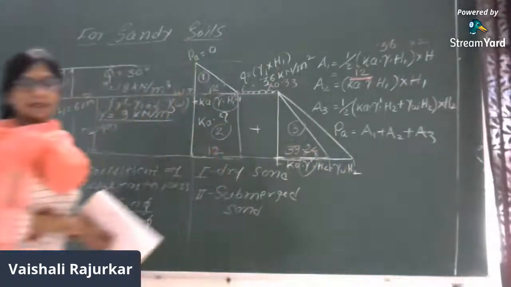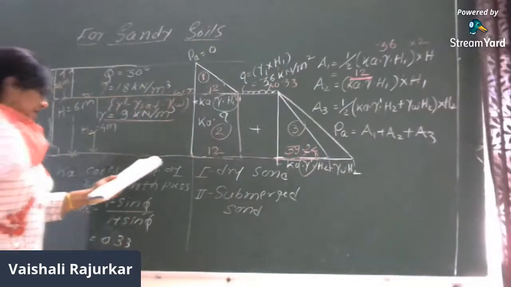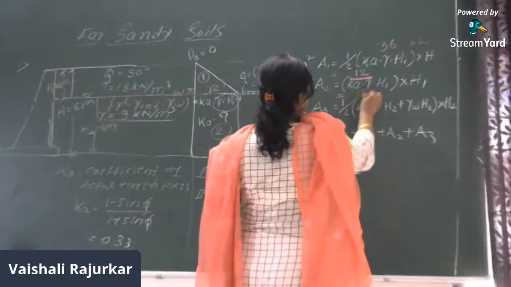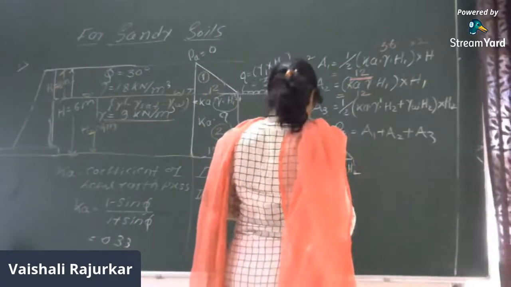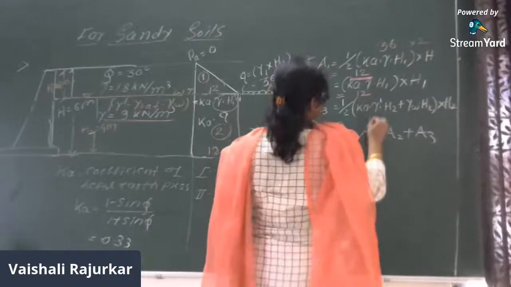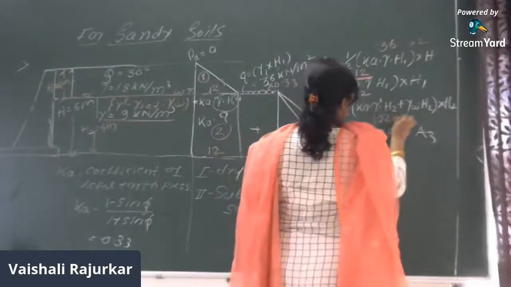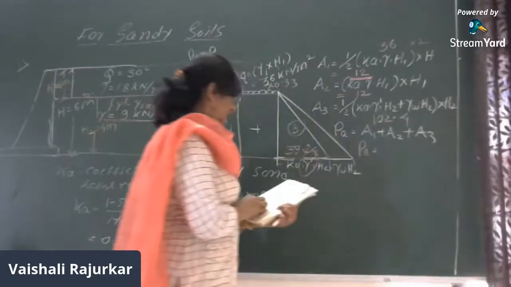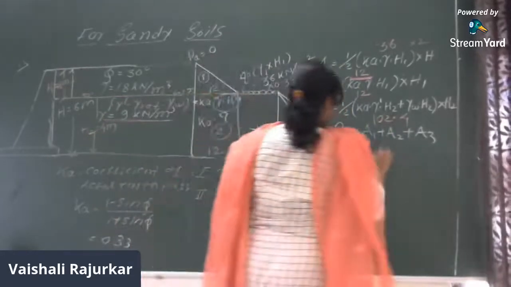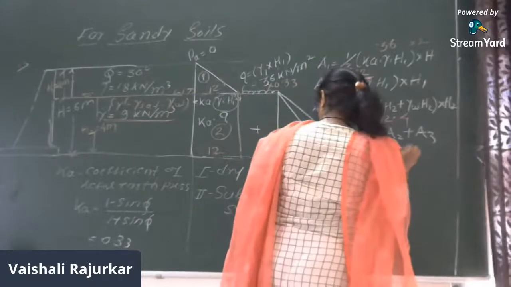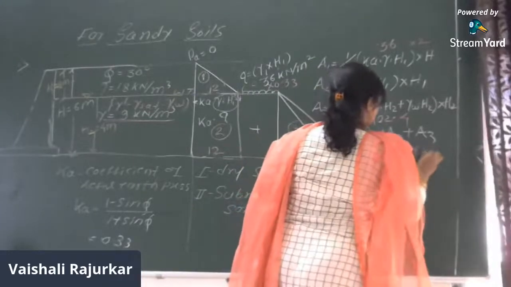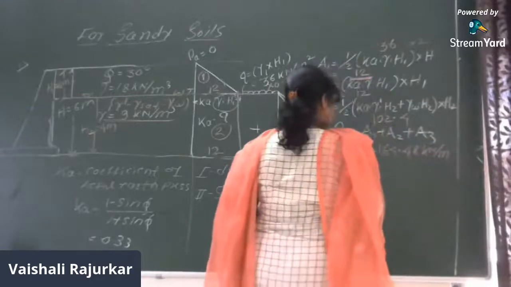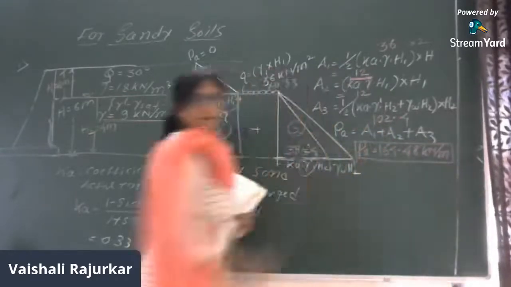So these are the answers. In this case, the first PA1 is found to be 12, another is found to be 12, and the last one is 102.4. So what is total PA? Total PA is obtained as 164.48 kilonewton per meter run. So this is total PA.